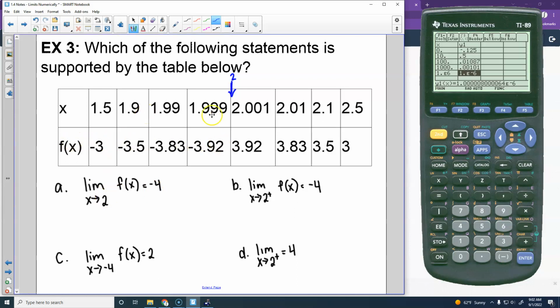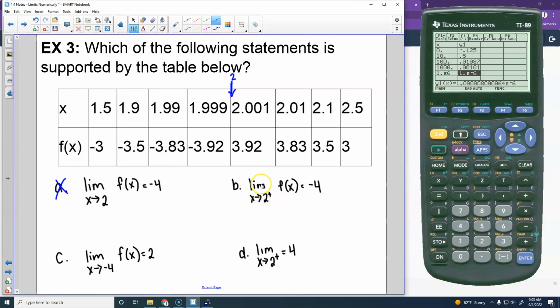From the left side, it would be supported, correct? Because from the left side, it does look like you're getting closer to negative 4. But from the right side, what does it look like you're getting closer to? Looks like it's positive 4. So from both sides, this is not supported. It's possible, because this graph could go up to 3.92, and then it could go back down to negative 4. It's possible, but it's not likely. It's not supported by this table.